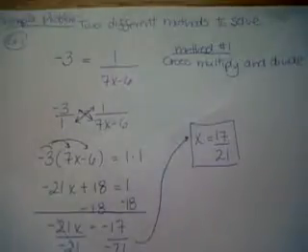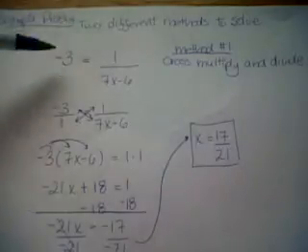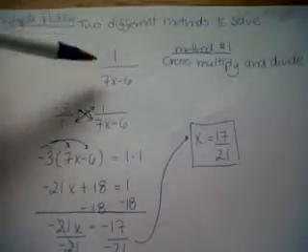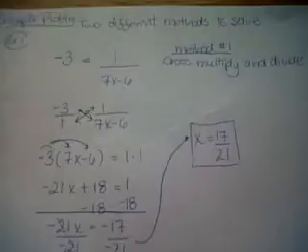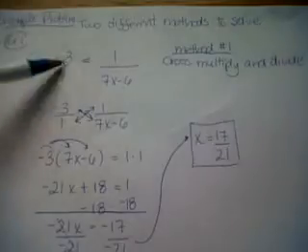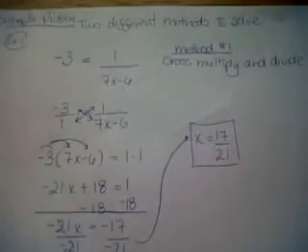So here are some example problems of how to solve equations with fractions, and there are more that are listed inside videos. This one looks like this. I have negative 3 equals 1 all over 7x minus 6. So what am I going to do with that? There are two ways I can solve this when you have something equals something, if it has a fraction. The method I'm going to do is called cross multiply and divide.